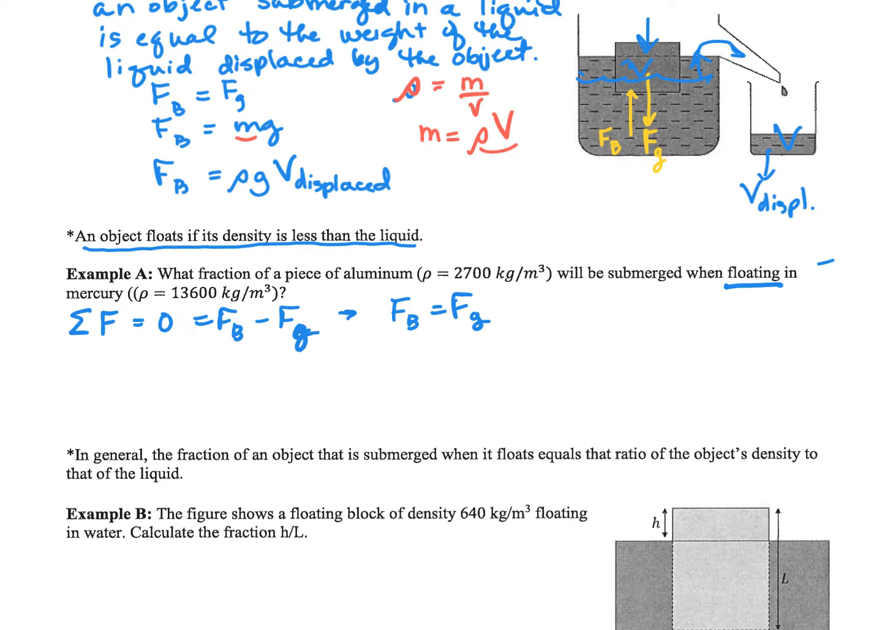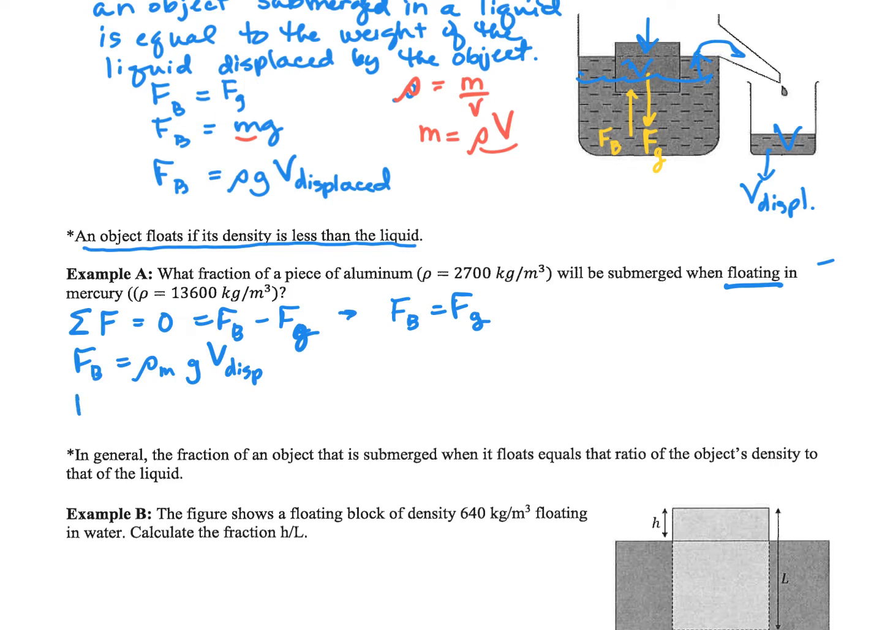We'll do the little g. Okay? So what is the buoyant force? What is F sub B? Density of mercury times gravity times the volume displaced. And this is for the mercury, isn't it?